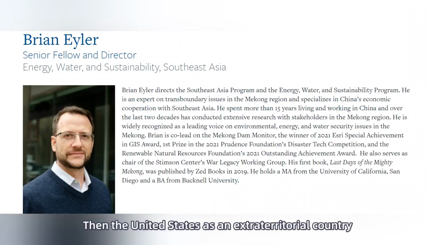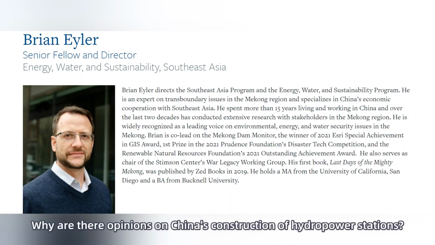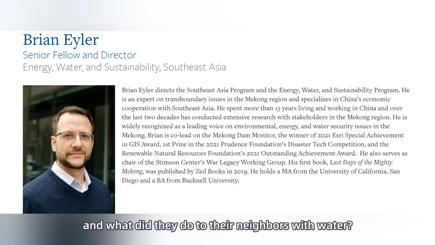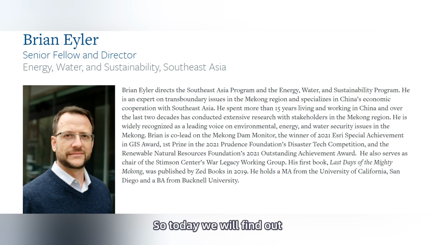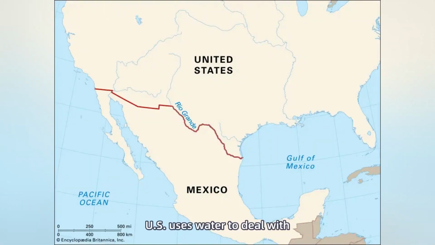Then, the United States, as an extraterritorial country, why are there opinions on China's construction of hydropower stations? And what did they do to their neighbors with water? So today we will find out. The US uses water to deal with the dry neighbor in the south.